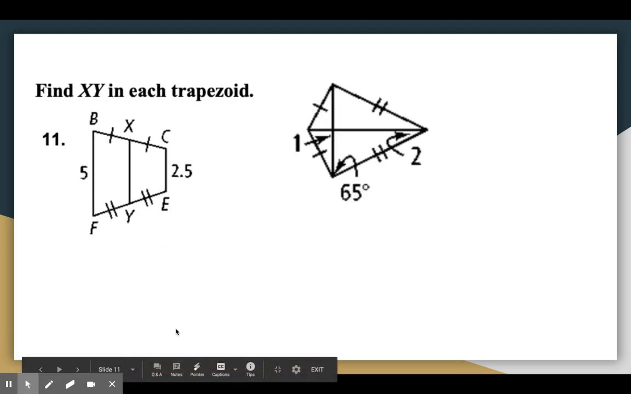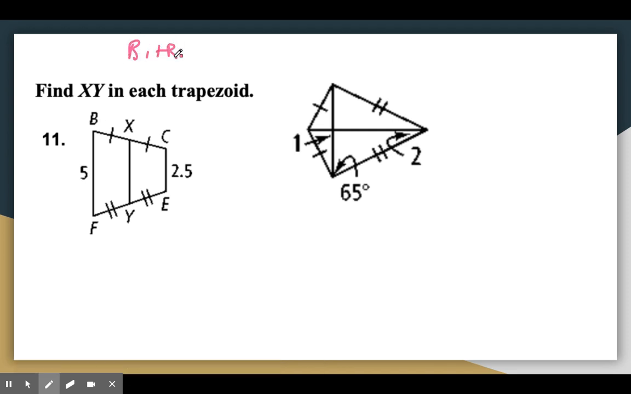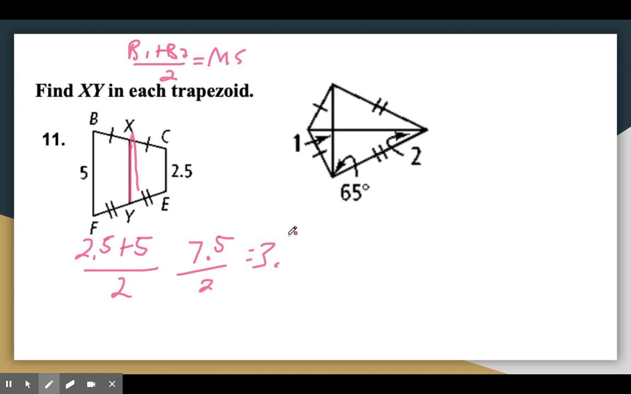Okay, find xy in each trapezoid, right? Or sorry, just for this one, find xy. We see that xy is a mid-segment. Remember, your equation for the mid-segment is base 1 plus base 2 divided by 2 is equal to the mid-segment. All right, so these are your bases, 2.5 plus 5 divided by 2. So 2.5 plus 5 is 7.5 divided by 2. And if we just plug that in, 7.5 divided by 2 gives us 3.75. So this mid-segment right here equals 3.75.